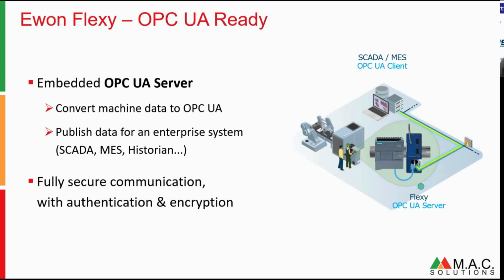OPC UA is a secure, platform-independent protocol for industrial communication. With Ewon Flexy, you can easily collect and share real-time machine data across your network. Flexy can read data from various sources, such as PLCs, sensors, and other edge devices, and make it available to its OPC interface. Flexy acts as an OPC UA server, allowing SCADA, MES, or IIoT platforms to access live machine data without any complex setup.